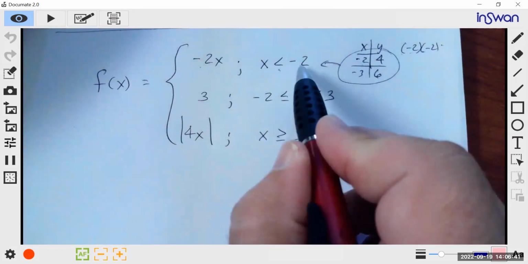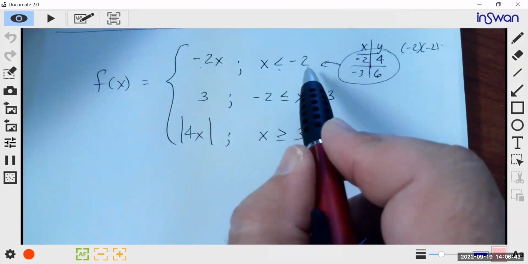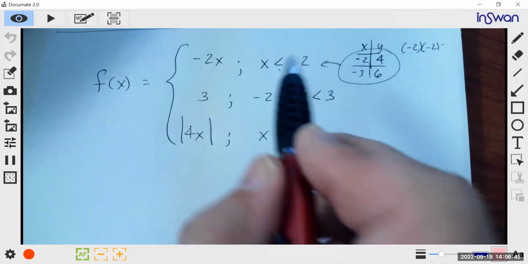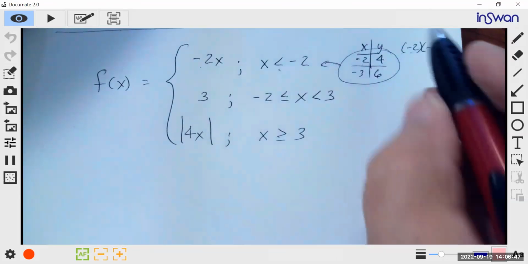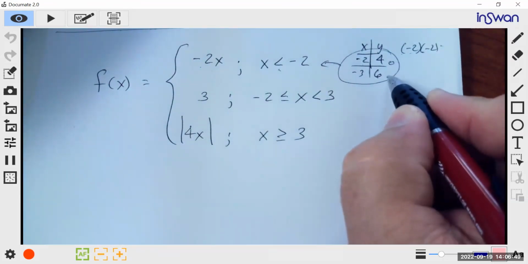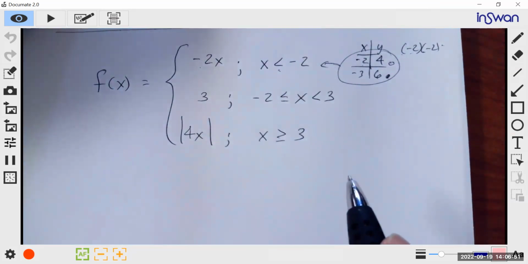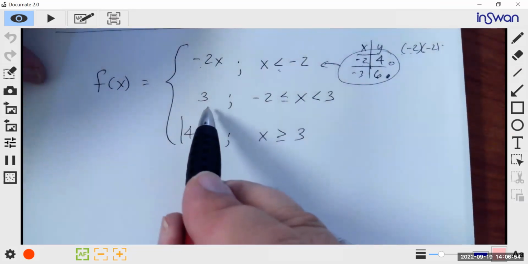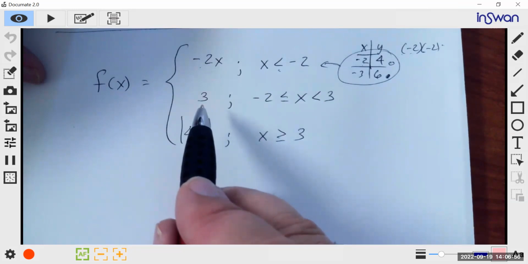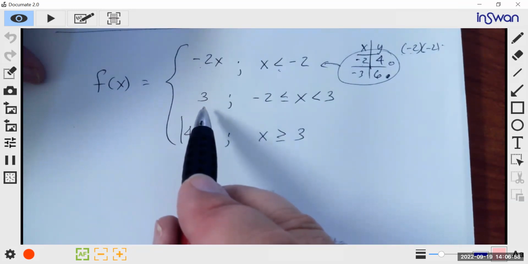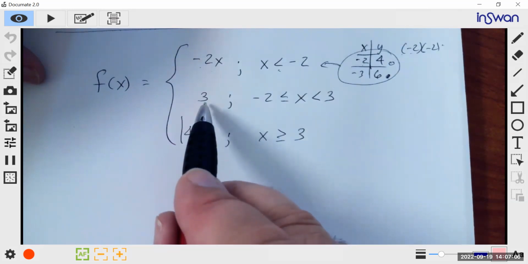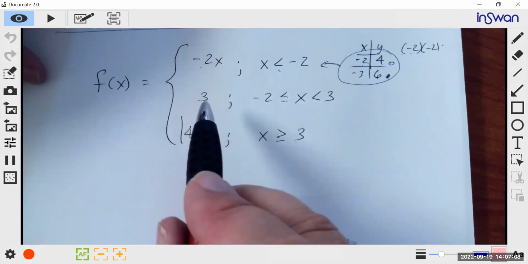At -2 is it going to be an open or closed circle? Open, because there's no line underneath it. So this one's going to be an open circle and this is going to be a dot. What's this one going to look like? Oh, you're talking about the line. Yeah, this is the y value of the second part.